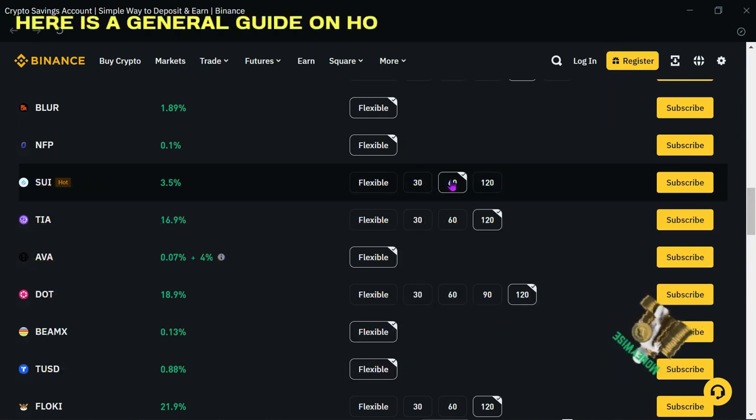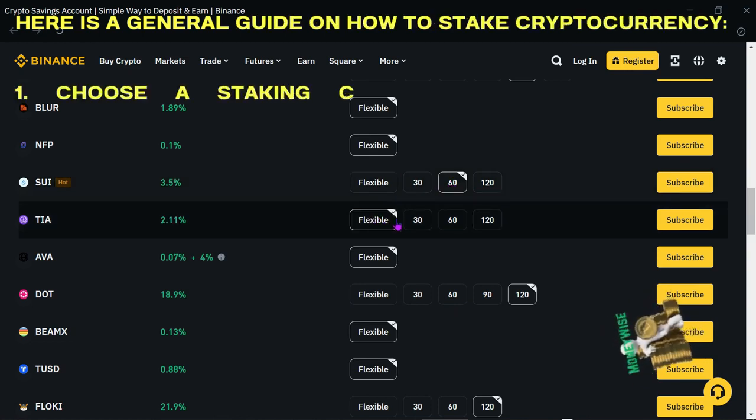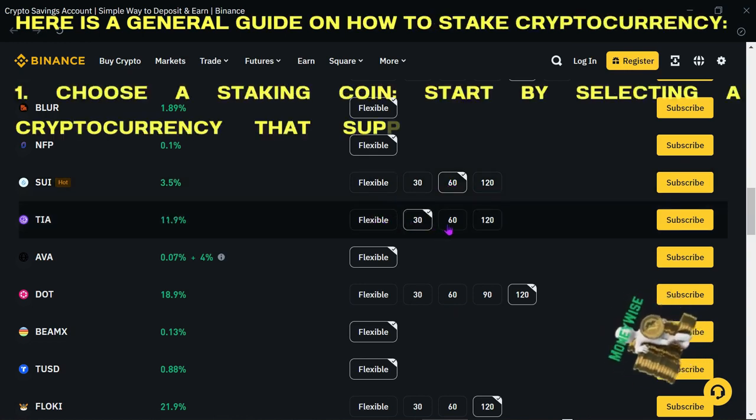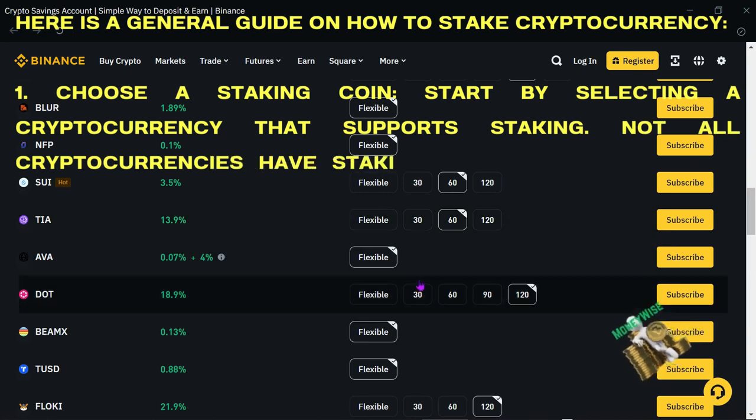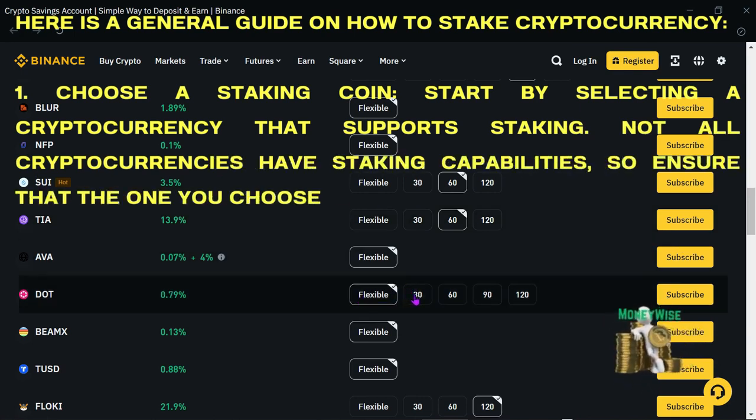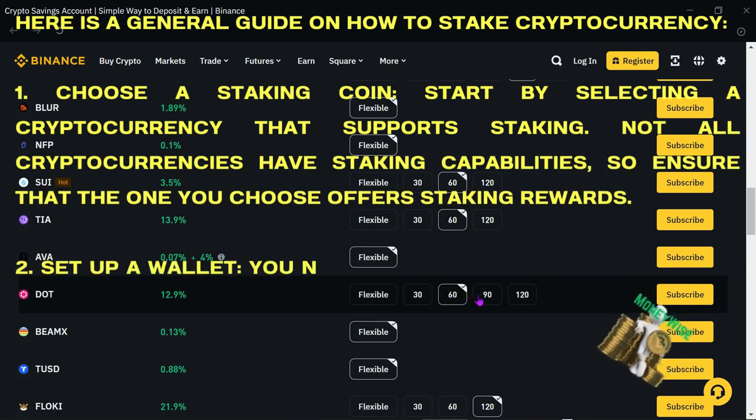Here's a general guide on how to stake cryptocurrency. 1. Choose a staking coin. Start by selecting a cryptocurrency that supports staking. Not all cryptocurrencies have staking capabilities, so ensure that the one you choose offers staking rewards.